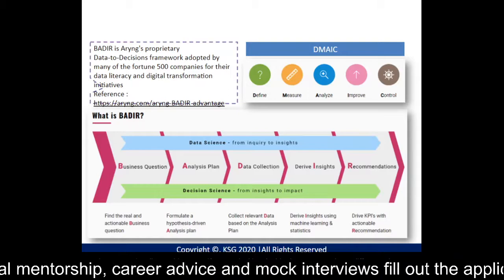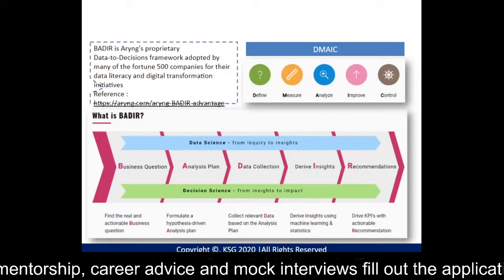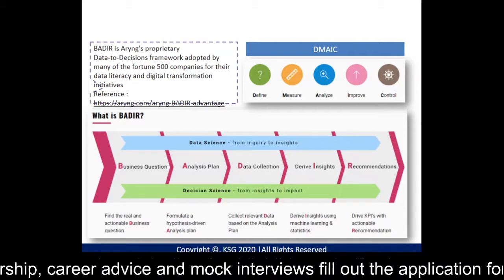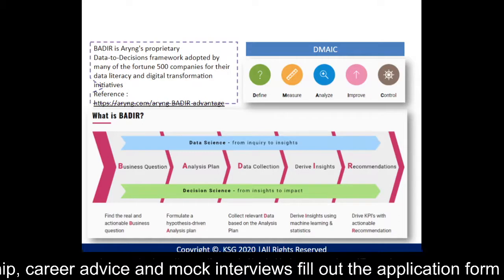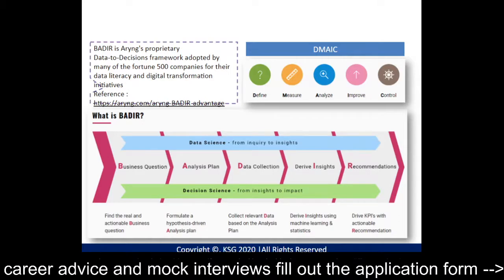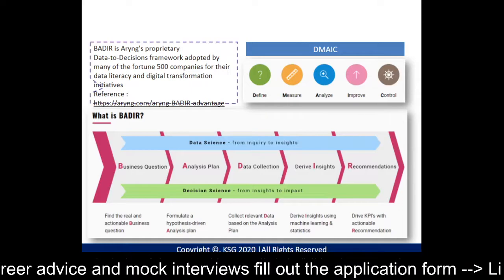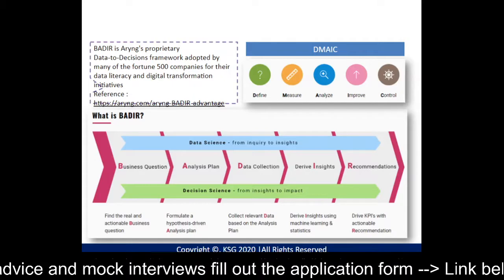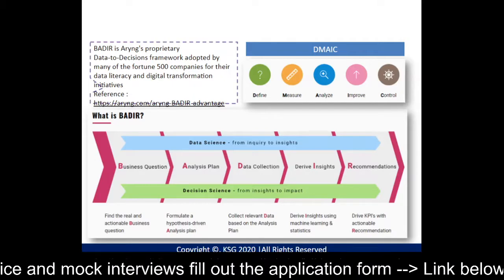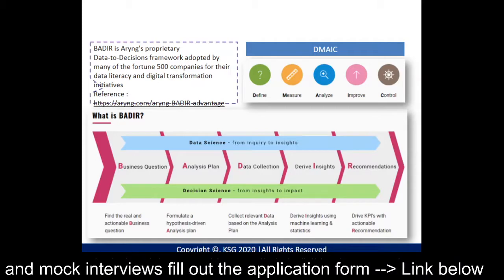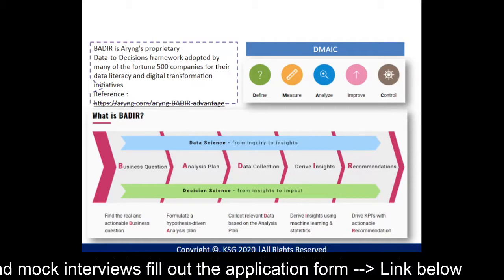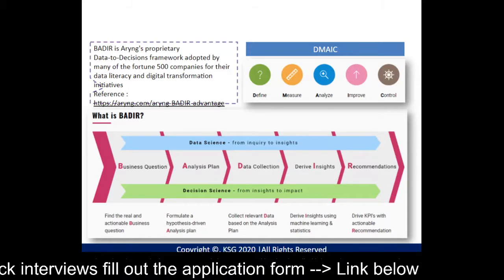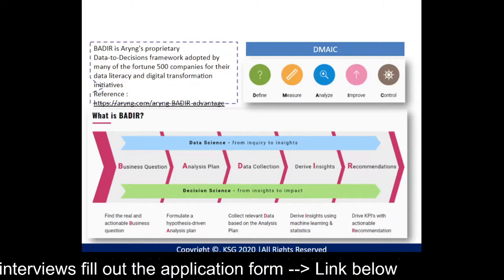Now, on this particular page, what we see here are two important terms. One is called Badir, which is Aring's proprietary data to decisions framework, which has been adopted by many of the Fortune 500 companies for their data literacy and digital transformation initiatives. This is an in-house, proprietary tool that Aring has. And on the other hand, we have the concept of DMIC, which is a popular concept in the field of Six Sigma.